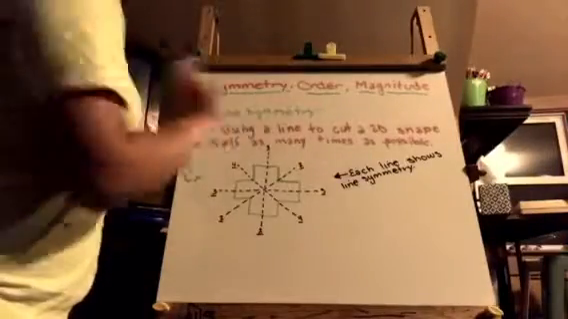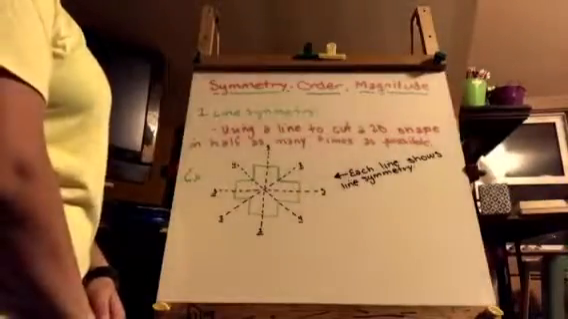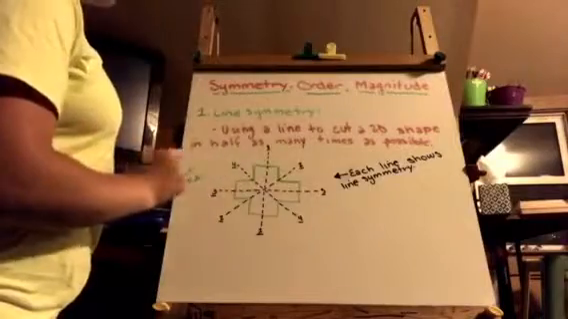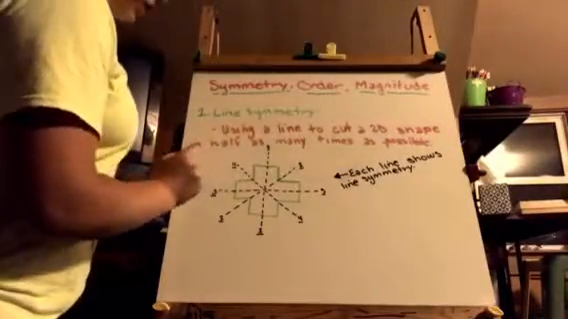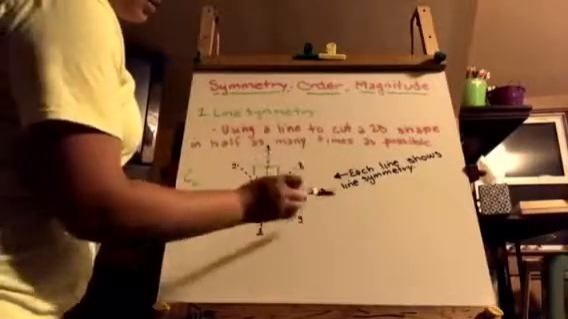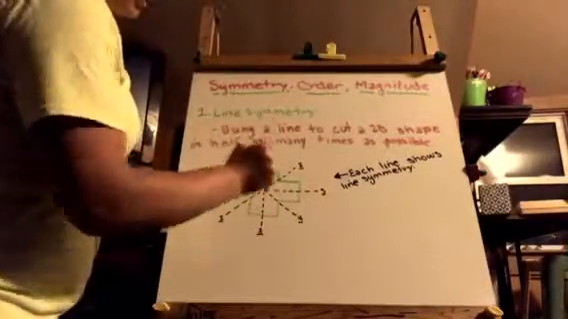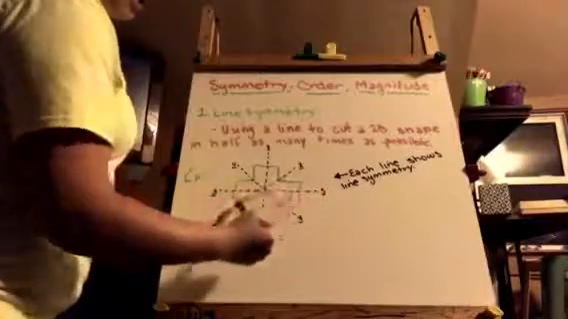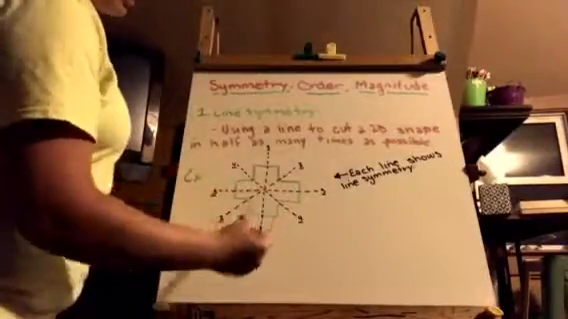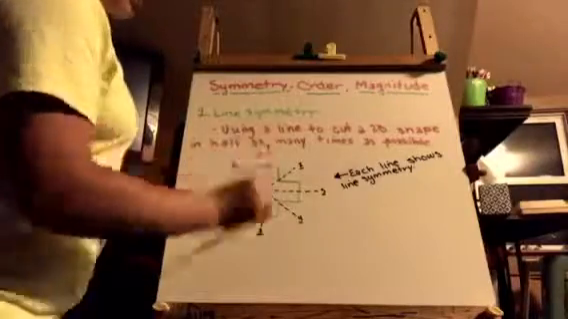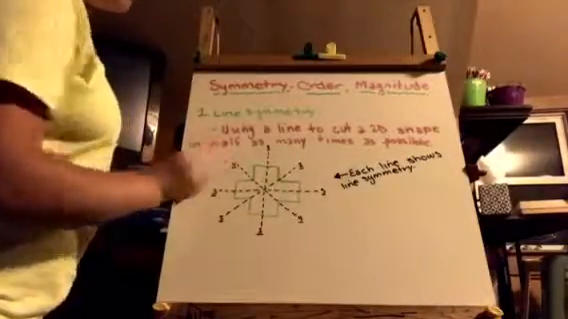Lesson 1. Line symmetry. Line symmetry is using a line to cut a 2D shape in half as many times as possible. Taking the shape, you fold it in half as if it was a piece of paper. For example, this shape down here can be cut 1, 2, 3, 4 times, showing that if you cut it down the middle, it'll fold in half that way. Down the corner, you fold it down that way. In the middle, again that way, and that way. So each line shows the line symmetry of the shape.